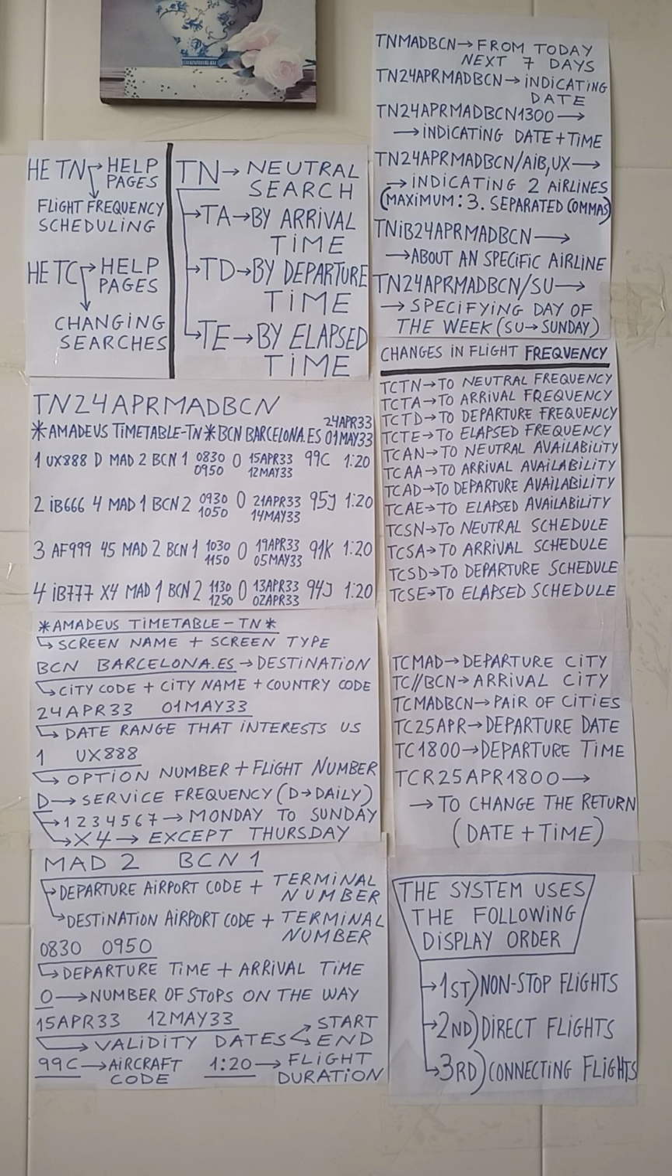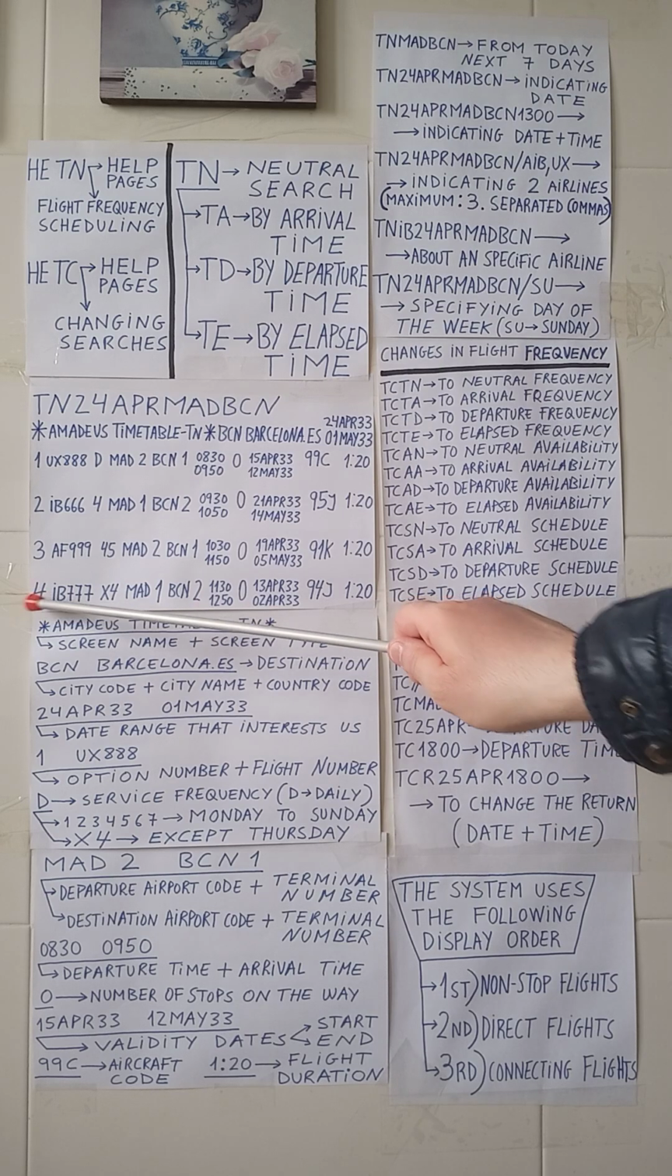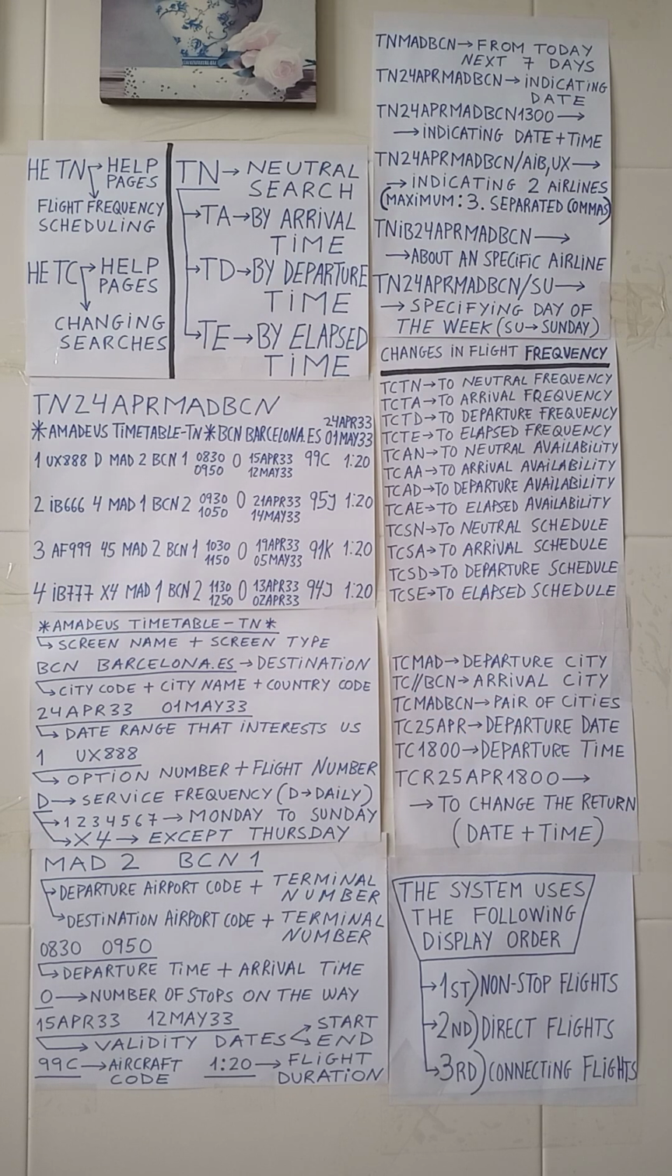In option number 3, we can see a 45. That means that this flight only operates on Thursdays and Fridays, because the number 4 means Thursday and the number 5 means Friday. In option number 4, we can see X4. That means that flight operates every day of the week except Thursday. The X means except.